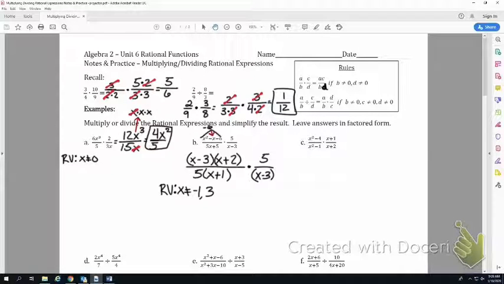Jeremiah, what will cancel? The x minus 3. Anything else? The 5 will cancel. So I'm left with x plus 2 over x plus 1 as my answer on it.